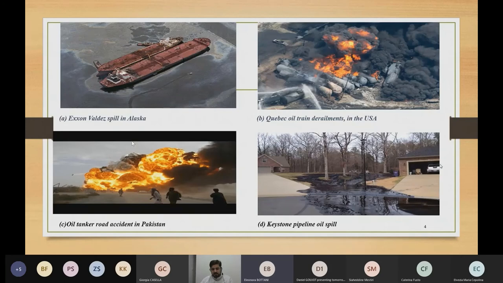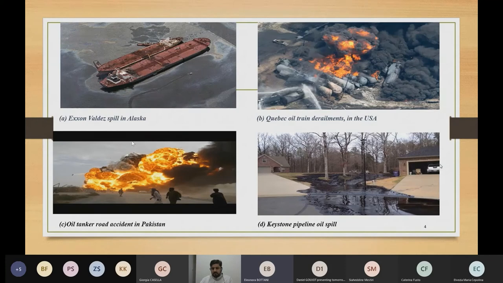In the introduction section, we already discussed different pros and cons of these modes of transportation. For example, the Exxon Valdez spill in Alaska, and the oil tanker road accident which recently occurred in Pakistan, wherein an oil tanker, due to the accident, spilled all its oil, and the population near that accident started collecting the oil using utensils and different things.